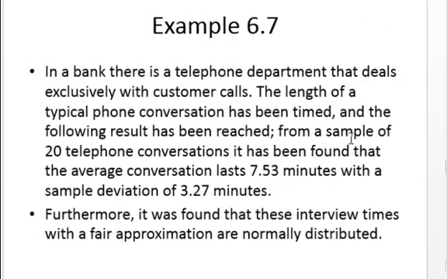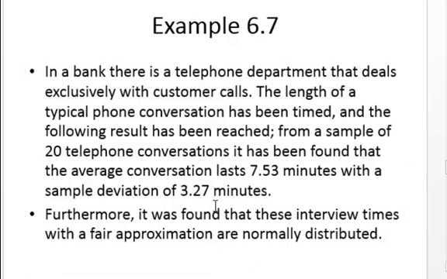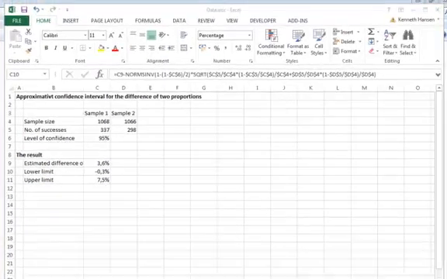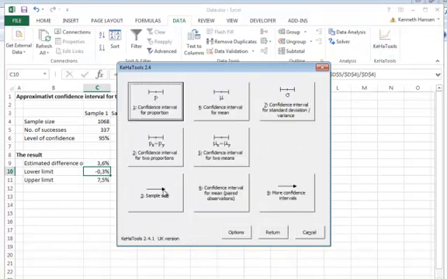In this example, we have a bank that receives telephone calls, and we want to calculate a confidence interval for the average length. We have a small sample of only 20 calls with this information. We know that by constructing a normal fractile diagram that we have a normal distribution. So let's calculate a confidence interval for the mean.